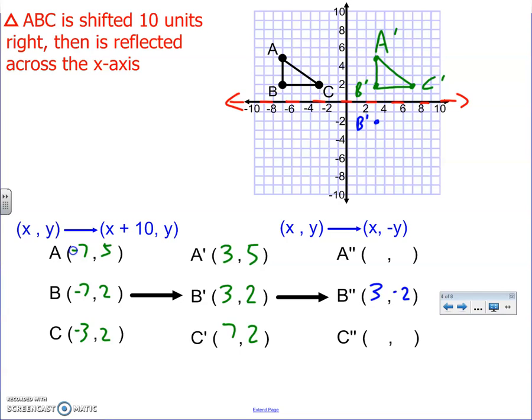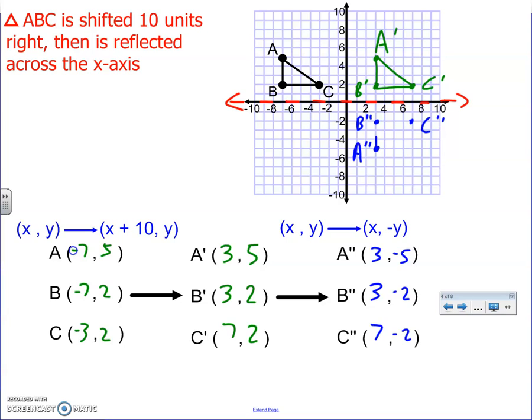For A, I'm going to go down 1, 2, 3, 4, 5. That's my A prime. Oh, double priming. So that's 3, -5. And then for C, down 2. There's C double prime. That is 7, -2.